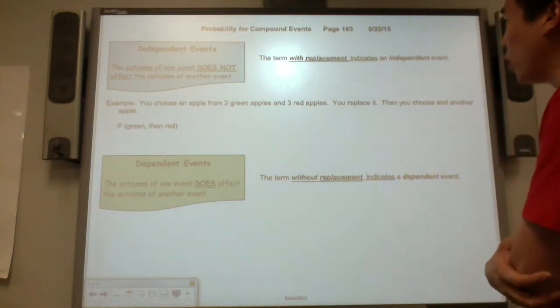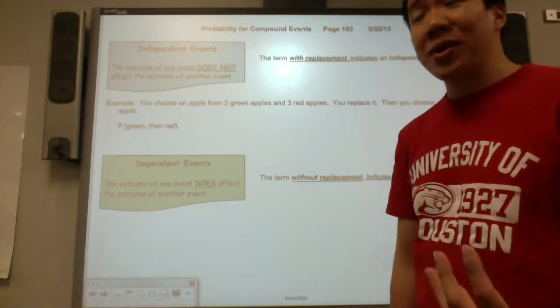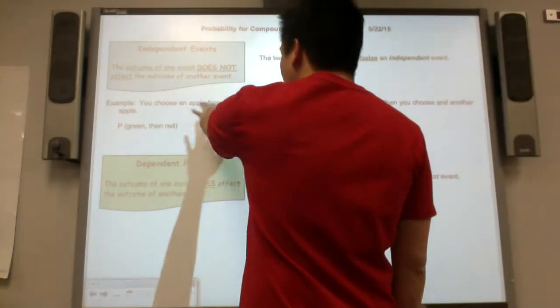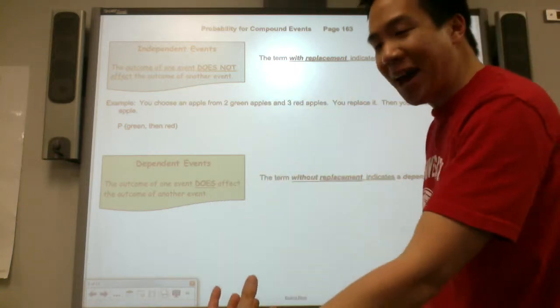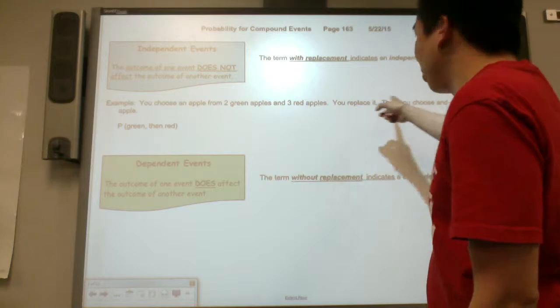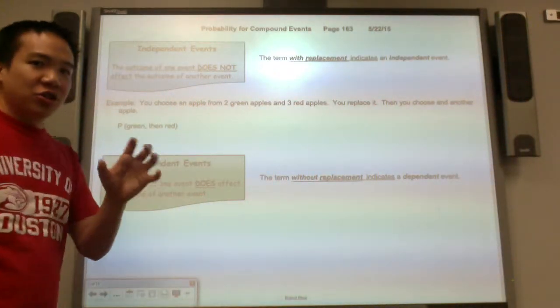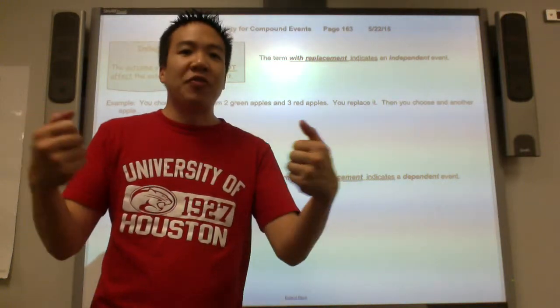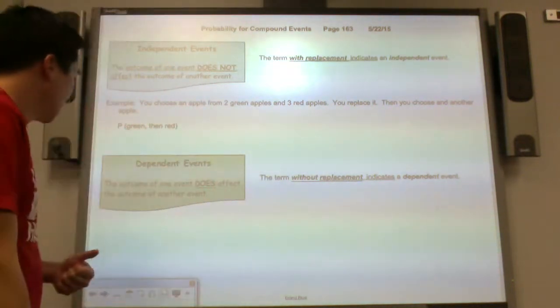The term with replacement indicates an independent event. That means we're going to do some examples of this. Example: you choose an apple from 2 green apples and 3 red apples. You replace it. You put it back into the bag like nothing happened. And then you choose another apple from it. So you choose a green, then you choose a red. So it's like 2 different events. Then you have to multiply it to find the probability of both events.